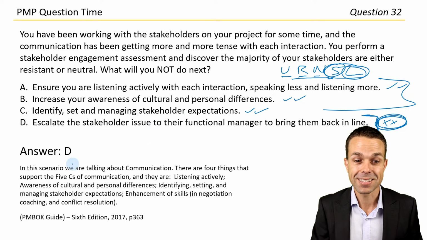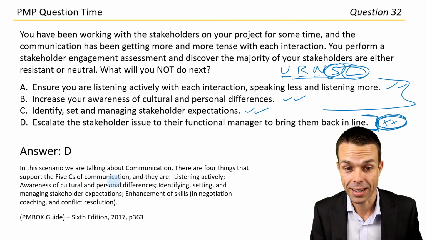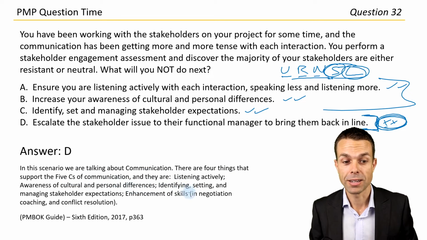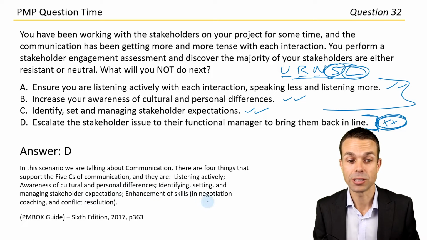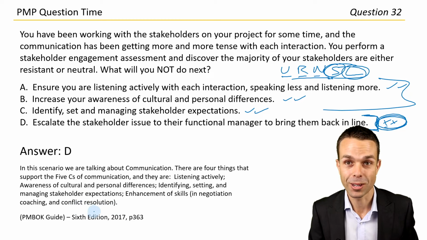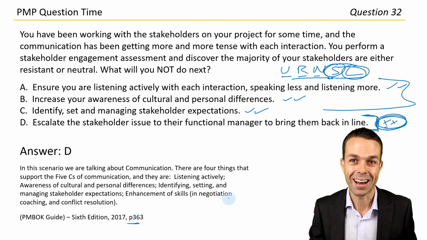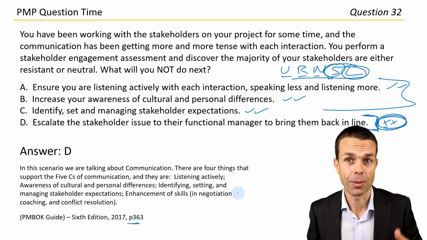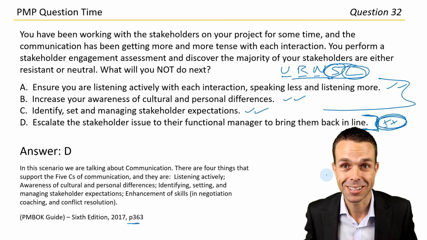And there it is. In this scenario, we're talking about communication. There are 4 things that support the 5 C's of communication, and they're listening actively, awareness of cultural differences and personal differences, identifying and managing stakeholder expectations, enhancement of skills in negotiation, coaching, and conflict resolution. So we're going to need those skills when we're working with stakeholders. Page 363 in the PMBOK guide, if you want to check that out for yourself. Really, really recommend that as well. All those soft skills that really will help you, no matter what you're working in, if it's a project or even anything else.